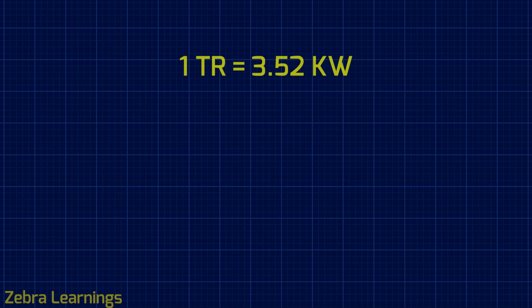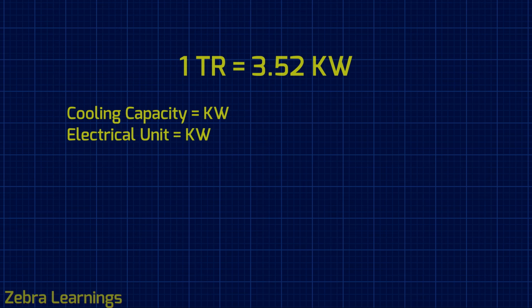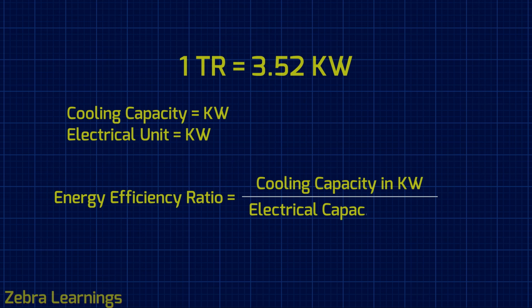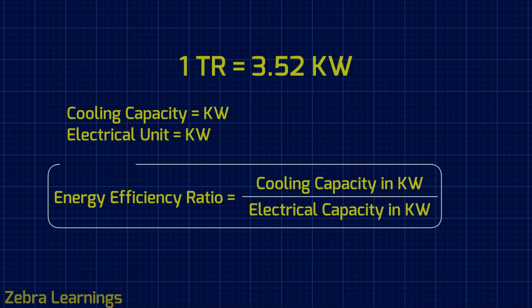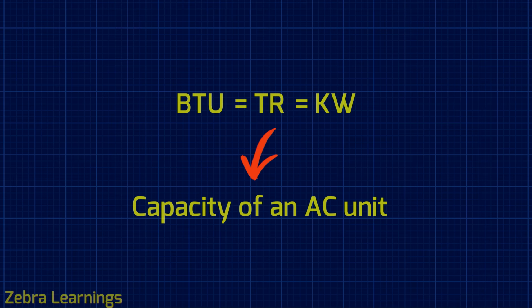Since we can represent cooling capacity in kilowatt, and the electrical unit is also measured in kilowatt, professionals will use both the cooling kilowatt value and the electrical kilowatt value to calculate an AC unit's energy efficiency ratio. So, this is the history behind cooling kilowatt. Altogether, we use these three units, BTU, TR, and kilowatt, to mention a unit's capacity.